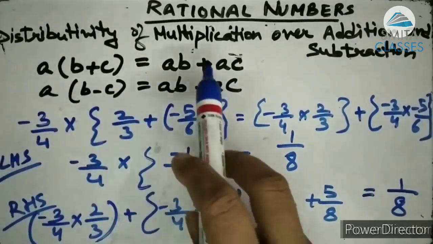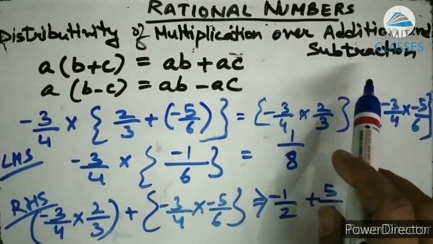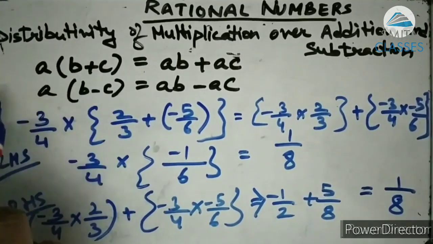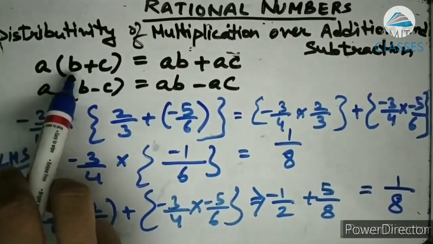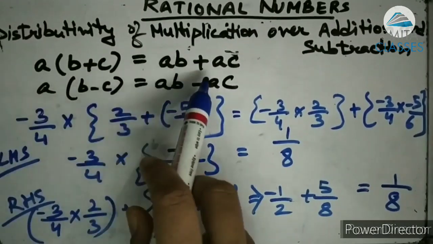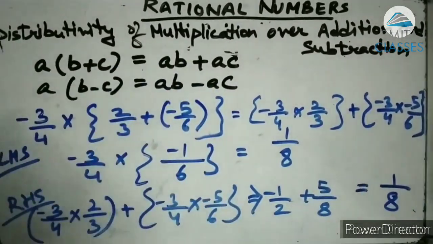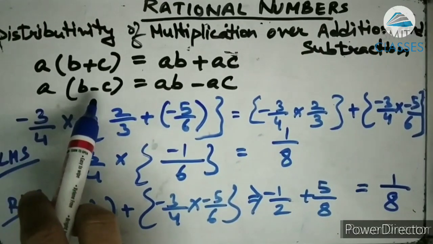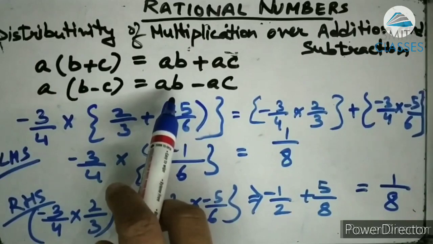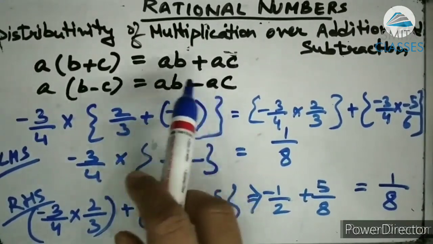See the distributivity of multiplication over addition and subtraction. Suppose there are 3 rational numbers a, b and c. So a multiplied with the addition of b and c, we can multiply separately and then add: ab plus ac. Similarly, a multiplied with the subtraction of b and c, we can subtract after multiplying each of them: a into b minus a into c.